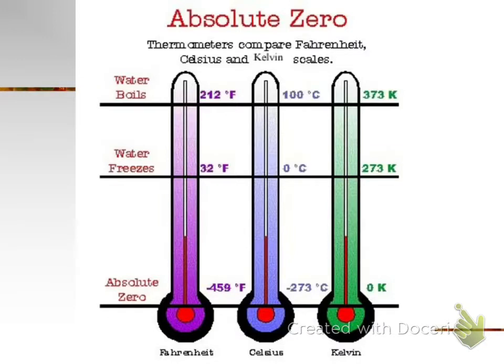Just to kind of give you an idea of how they relate to each other, water freezes at 32 degrees Fahrenheit, 0 degrees Celsius, and 273 K. So that just gives you something to relate that to, because most of us are used to thinking in Fahrenheit temperature. Okay, so I need you to start thinking in Celsius. Water boils at 100 degrees Celsius, which is 212 Fahrenheit and 373 K. Okay, so that's just what that looks like.